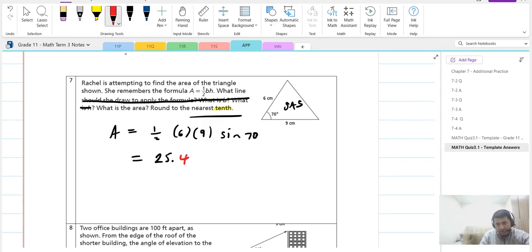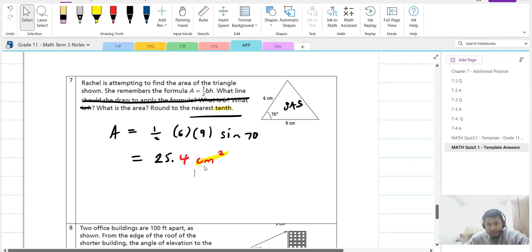So 25.4 centimeters squared. Why is it centimeters squared? Or you can say square centimeters. It's because it's area, right? For distance you just write centimeters, for areas you write centimeters squared, and for volumes you write centimeters cubed. Since we are dealing with areas, it is square centimeters. Next one.